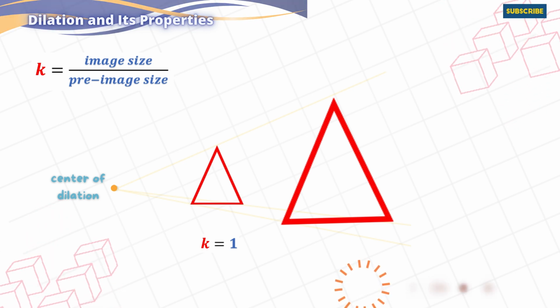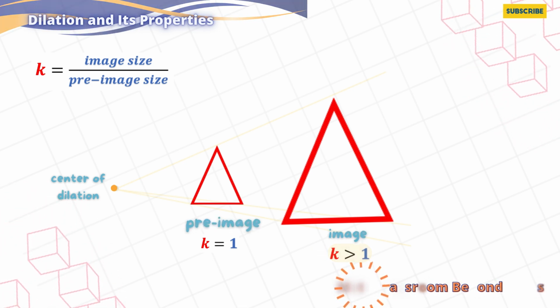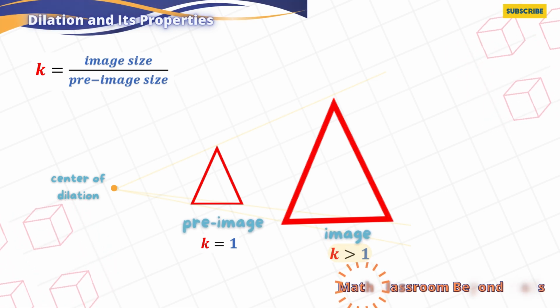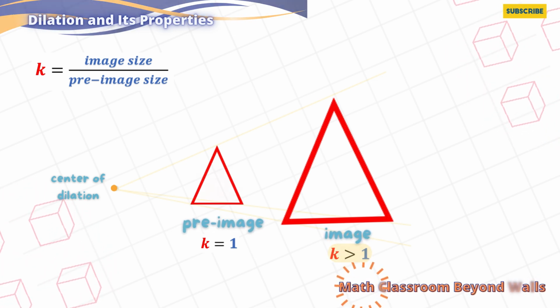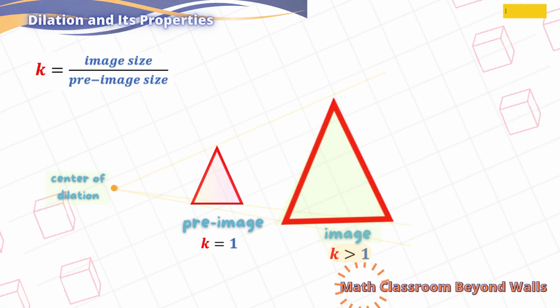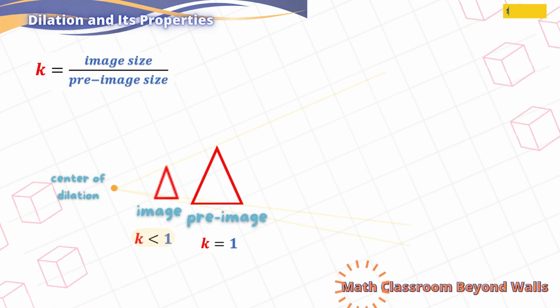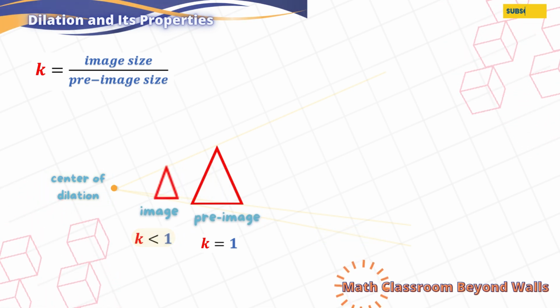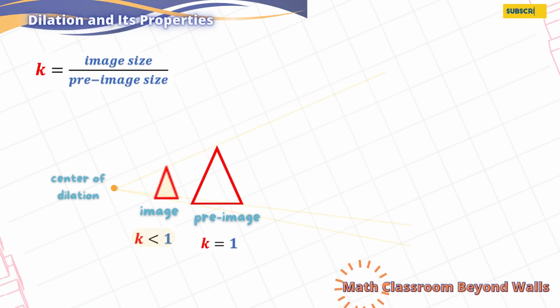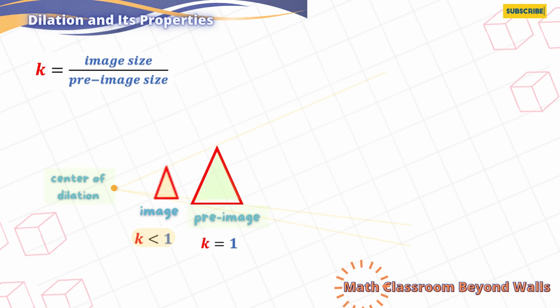You must have noticed also that when the scale factor is greater than 1, that is, when the image is larger than the pre-image, the pre-image is located between the center of dilation and the image. When the scale factor is less than 1, that is, when the image is smaller than the pre-image, the image is located between the center of dilation and the pre-image.